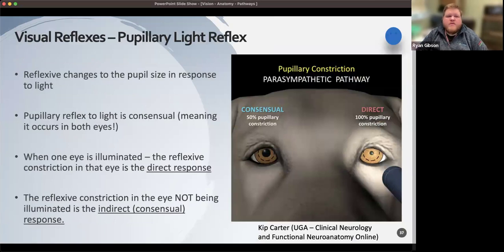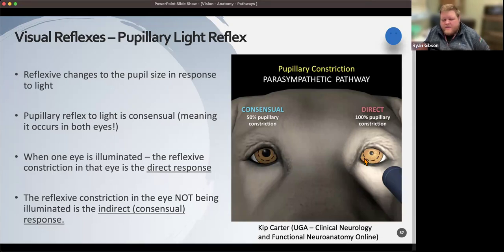All right. So I wanted to make sure we got to visual reflexes, and the pupillary light reflex, right? These are reflexive changes in response to light. What happens, though, is that this reflex is consensual, i.e., if I test this patient's left eye directly, I'm going to get a consensual response in that other eye. When one eye is illuminated, the other eye does respond, and that is the indirect or consensual response.